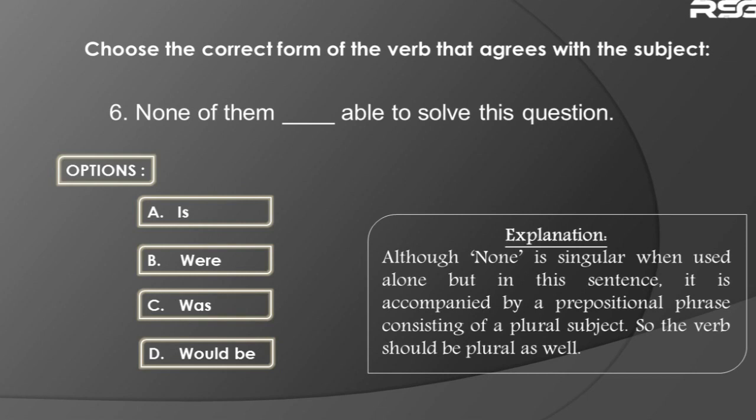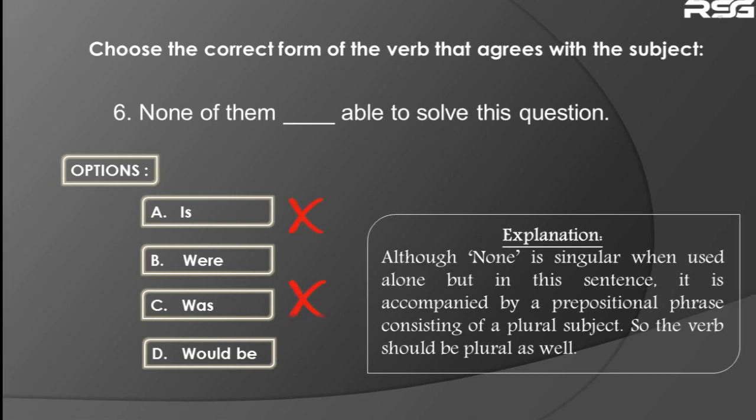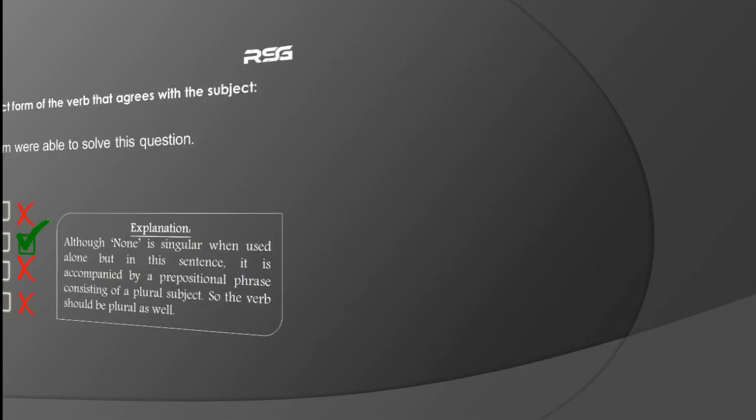So you've got to use what? Suppose you had only used none alone, then you could use a singular verb. But as I said just now, if you use none alone, then it is singular. But the word none is accompanied by a prepositional phrase in this sentence, consisting of a plural subject. Therefore, you've got to use a plural verb. What is the verb that you're going to use here? The correct verb is were, W-E-R-E. So the sentence none of them were able to solve this question is the correct answer. Now let's switch on to sentence number 7.